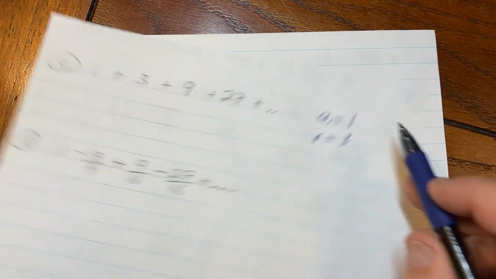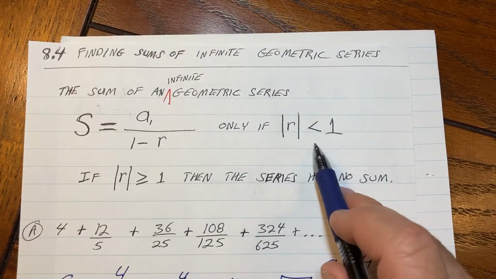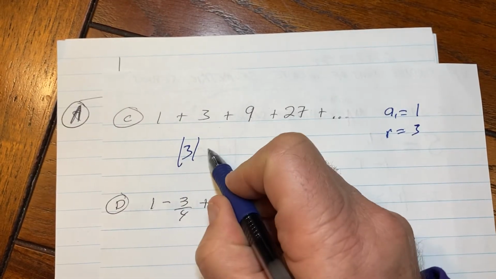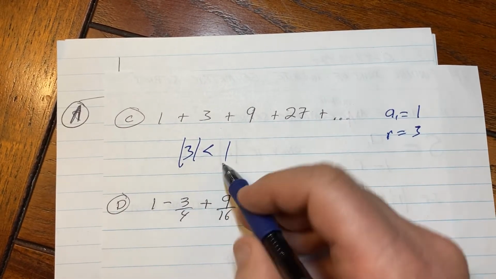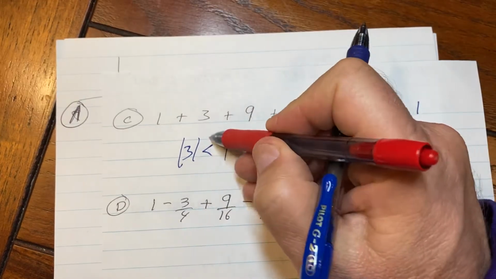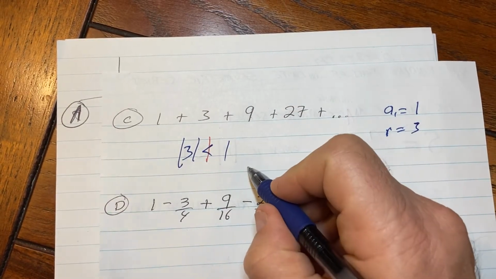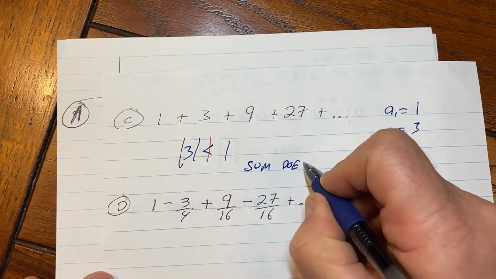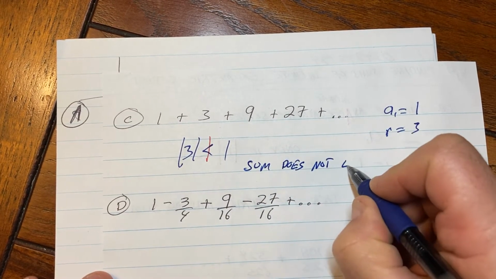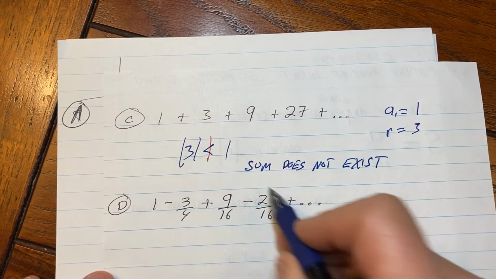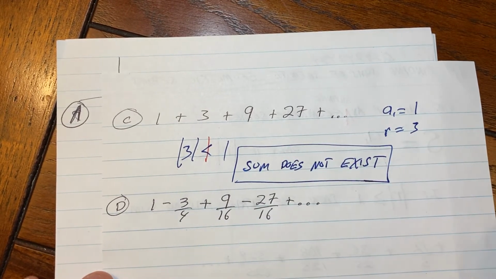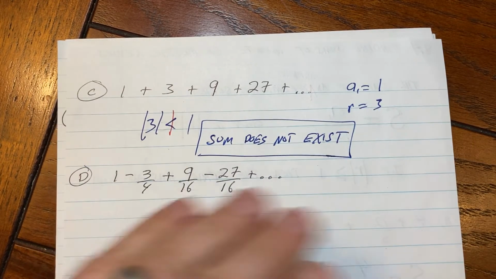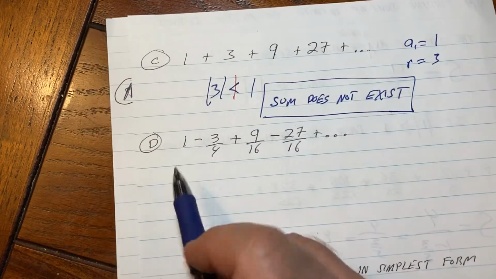Is the absolute value of that less than 1? No! The absolute value of 3, is it less than 1? Nope, it is not. Therefore, the sum does not exist because of that. We're done. We're not going to get a sum.